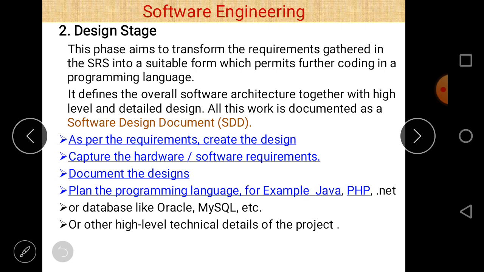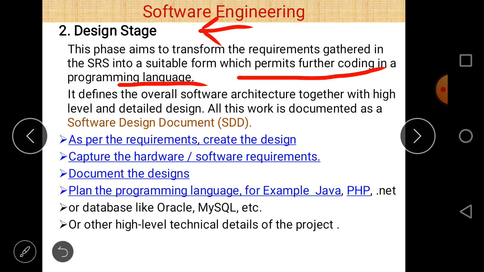Next stage: design stage. When we complete the first one, that is requirement specification and the SRS report, the second part begins, and the second part is design stage. This phase aims to transform the requirements gathered in SRS into a suitable form, which permits further coding. Or we can say that in this phase, we actually design how the software looks. So that is the design of a software.